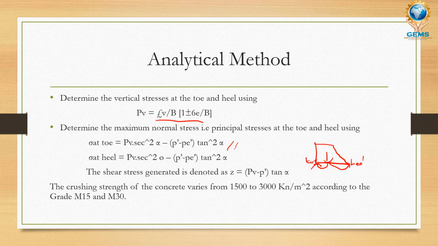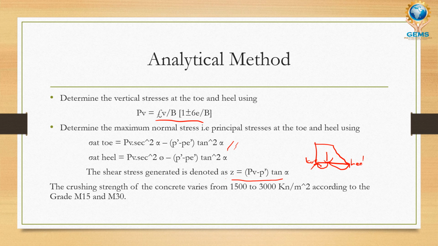For the heel portion you just change the symbol only. Kindly remember this, and don't confuse between these two formulas. This is alpha and this is phi. The shear stress generated in the dam is calculated by tau is equal to PV minus P dash into tan alpha. Alpha values will be given to you, and the pressure values will also be given, and you are going to find the sigma at toe, sigma at heel, and their shear stresses.